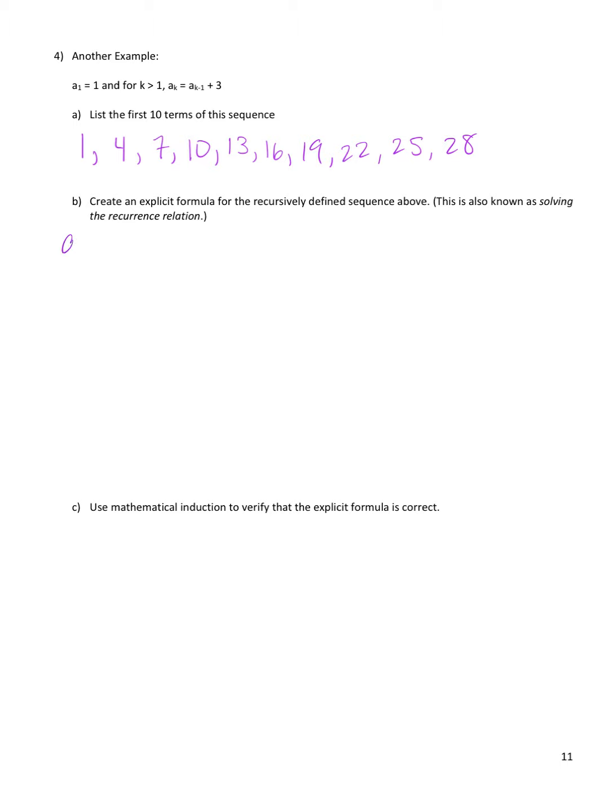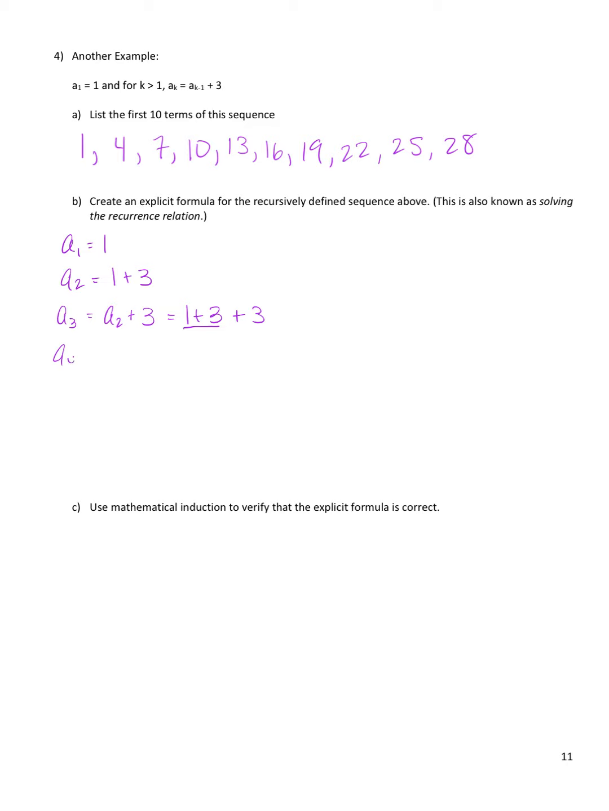So A1 was 1, that was given. Okay. A2, we calculate the second number in the list by looking at the first number in the list and adding 3. And I'm not going to actually add them together. I'm just going to leave it as 1 plus 3. And then the third number in the list is the number before it, right? A2 plus 3. And A2 is 1 plus 3. And then plus the 3, right? This was A2.